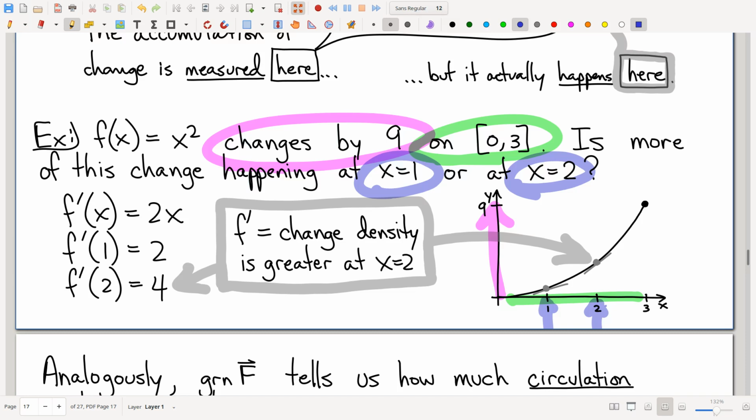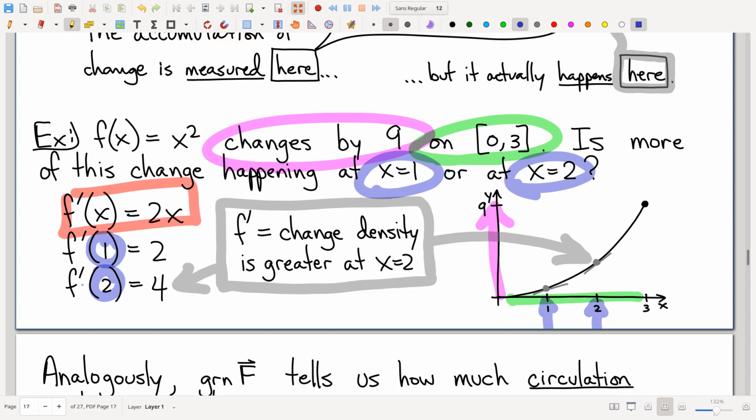Well, it's steeper there, so there's more change happening in the general vicinity of 2 than there is, not much change happening over here in the general vicinity of 1, right? Perfectly intuitive. You can see that in the numbers, right? So our change density, the derivative, is, well, you just plug in these numbers. Plug in x equals 1, plug in x equals 2. See where it's bigger. 4 is bigger than 2. So this is where there's more change happening. Between these 2 points, that's the one where there's more change. Yeah?